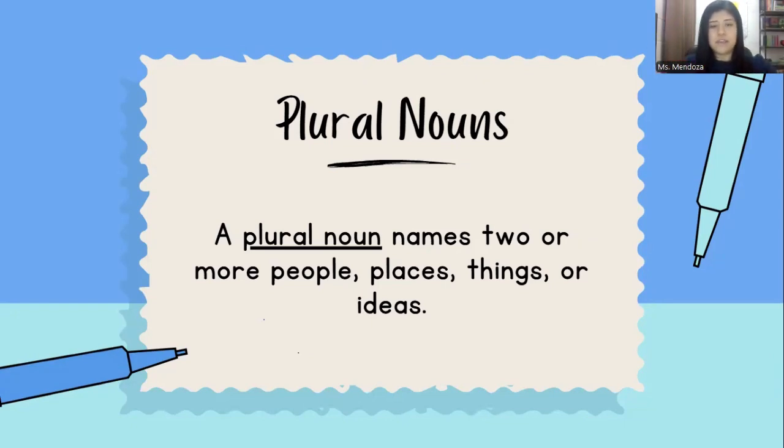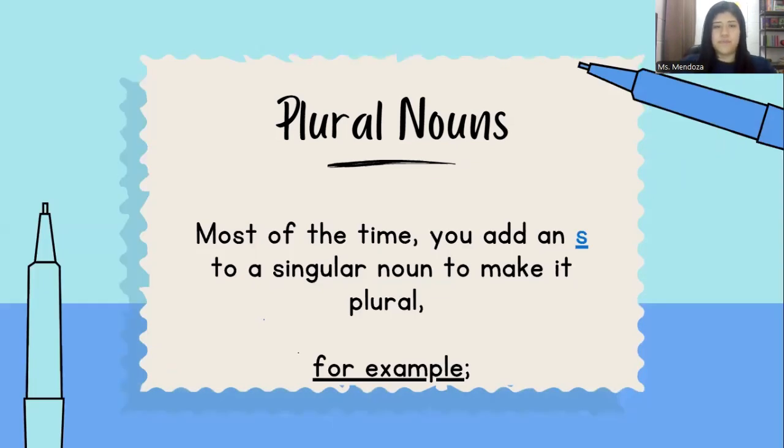So let's take a look at the rule. Most of the time, you add an S to a singular noun to make it plural, such as the example we just viewed. We have one cup, but if we get a second cup, now we have two cups, ends with an S. Let's take a look at some examples.